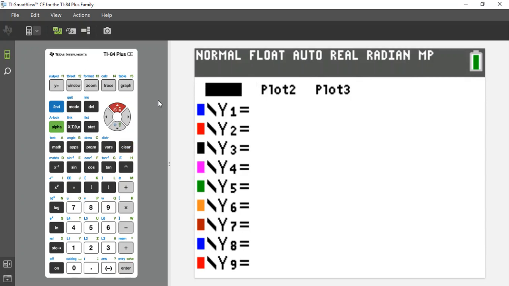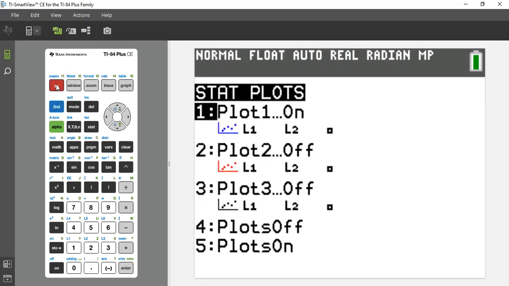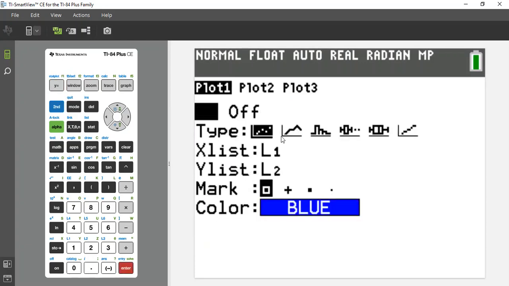You can either automatically just turn on Plot 1 here by going up and pressing enter, or if you're not sure what type of plot it's going to turn on, you can press second and Y equals, and it'll show you that mine is set to be a scatter plot. If it doesn't have the scatter plot, hit enter, and just make sure you choose it from here. You can also create histograms, box plots, modified box plots. You have a lot of different options in here.